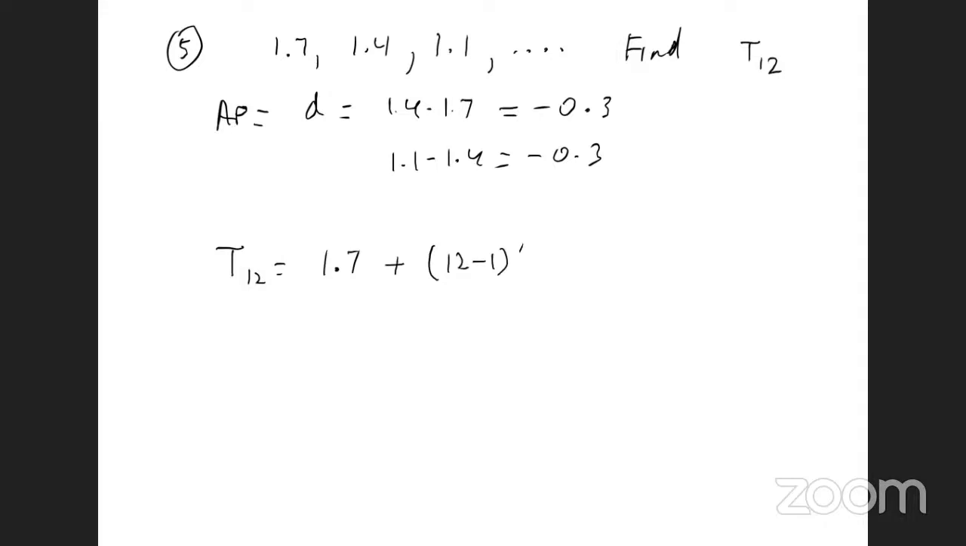D is minus 0.3, and most people got minus 1.6. Yeah, minus 1.6. Right? Think about it. If you keep decreasing by 0.3, at some point it will become negative, right? The value should be smaller. Right, Jason?